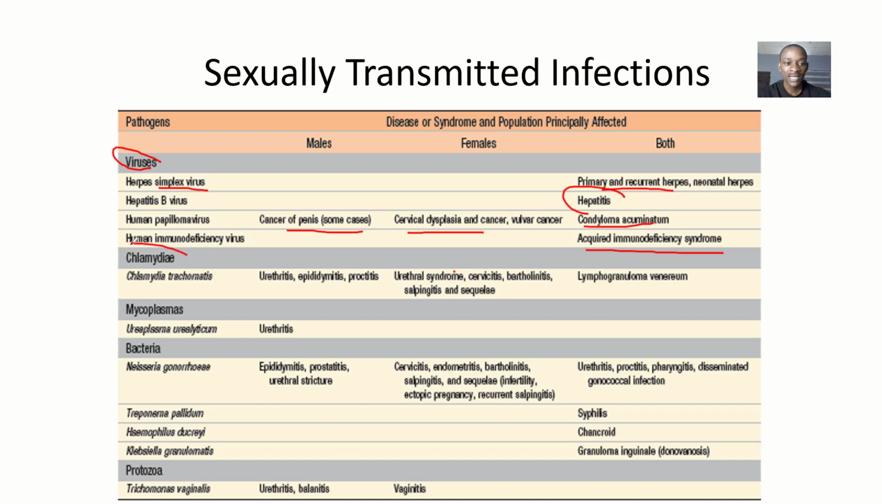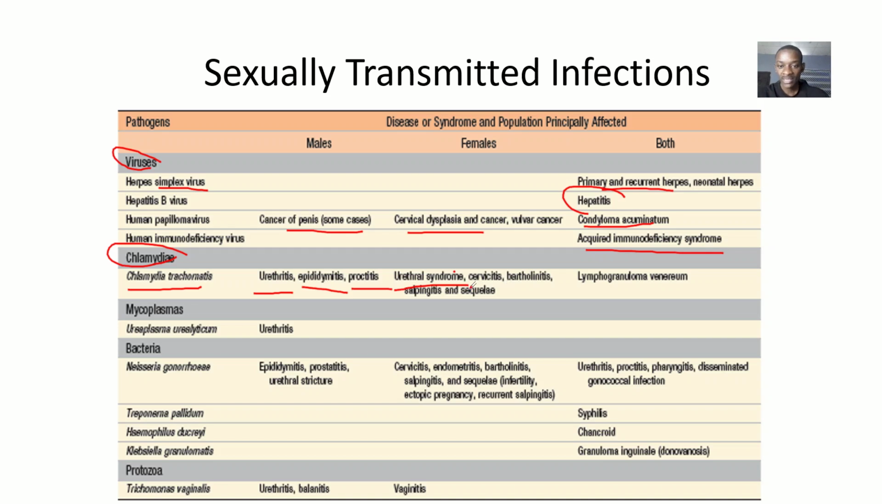Okay. Then under the Chlamydia trachomatis. In the males, it can cause urethritis. That's inflammation of the urethra. It can also cause what? Epididymitis. That's inflammation of the epididymis. Then it can also cause what? Proctitis. Okay. Then in females, it can cause urethral syndrome.